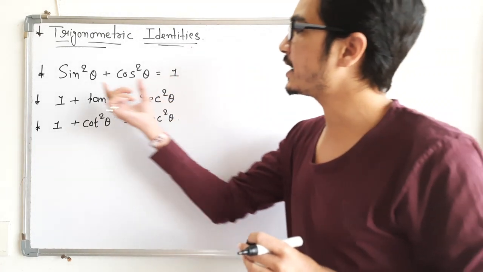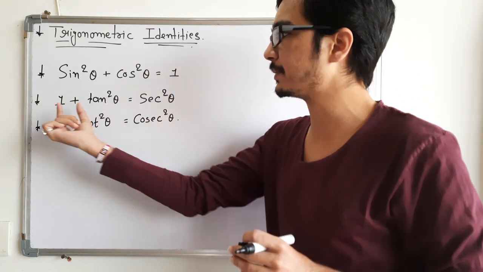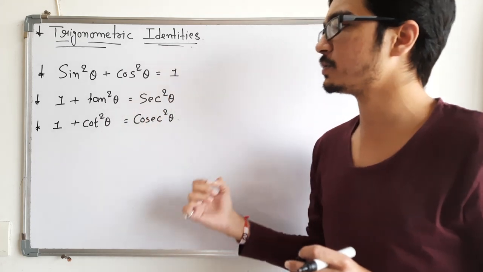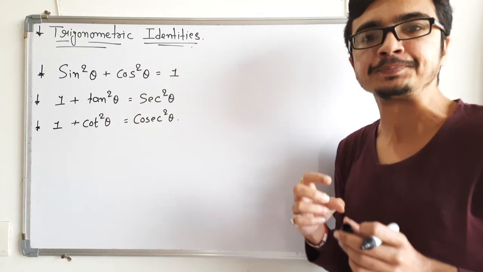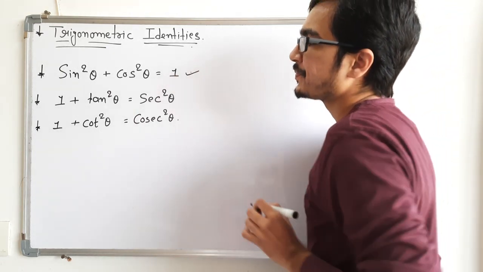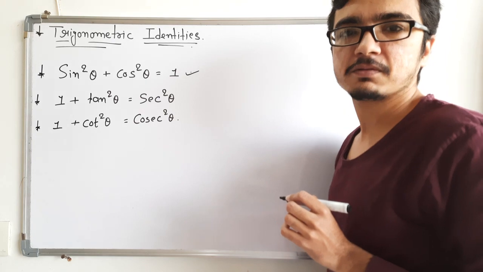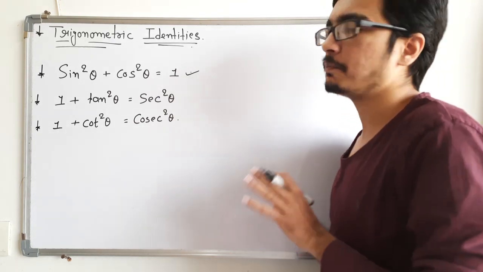These identities relate two functions: sine square plus cos square equals 1, 1 plus tan square equals sec square, and 1 plus cot square equals cosec square. We will see the derivation of the first identity, sine square plus cos square equals 1. The others you can derive by the same method.